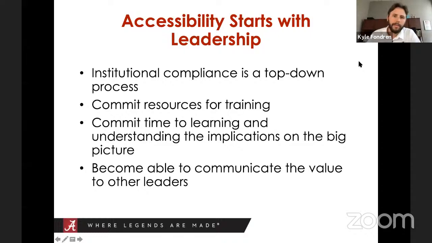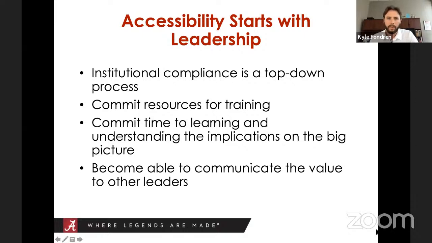All right, so now that we've got a baseline understanding of accessibility and the principles behind it, let's talk about where an accessibility effort and compliance with accessibility guidelines and legislation starts in an organization the size of a large university.